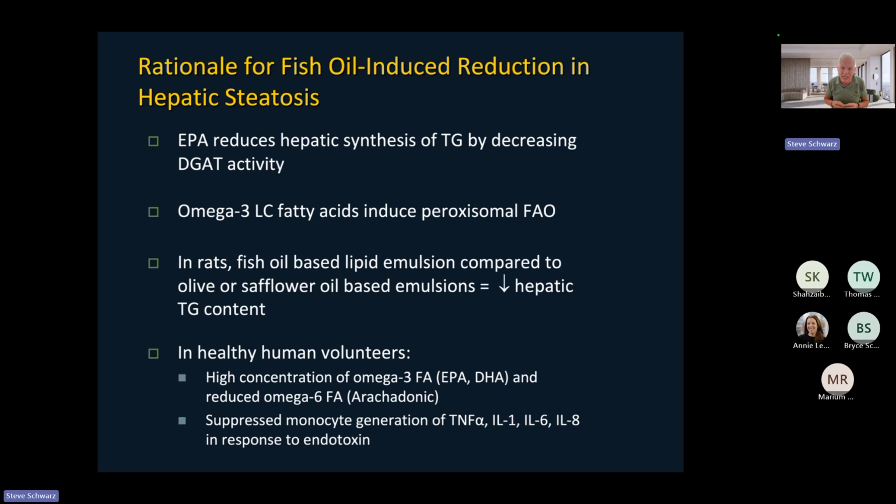Omega-3 long-chain fatty acids induce peroxisomal fatty acid oxidation. In experimental models, fish oil emulsions compared to olive or safflower oil reduce hepatic triglyceride content, and in human studies, high concentrations of omega-3 and reduced omega-6 fatty acids suppressed monocyte generation of pro-inflammatory cytokines such as TNF-alpha, IL-1, IL-6, and IL-8 in response to endotoxin.